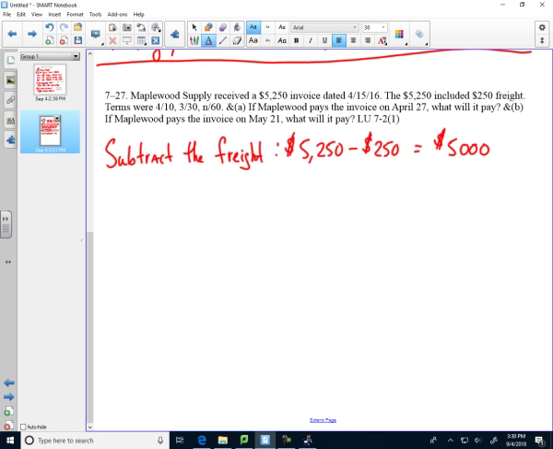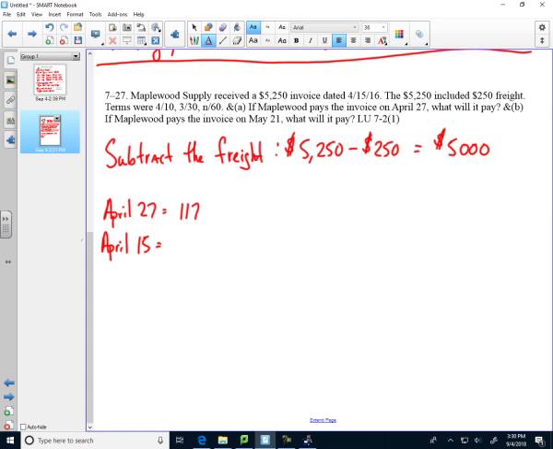Now, here's the way I do this, because I think it works better. April 27th is when we pay. April 15th was the invoice date. I always put the date we pay on top because when we look it up in the table, it's going to be a higher number, and I'm going to subtract. So what day of the year is April 27th? 117.